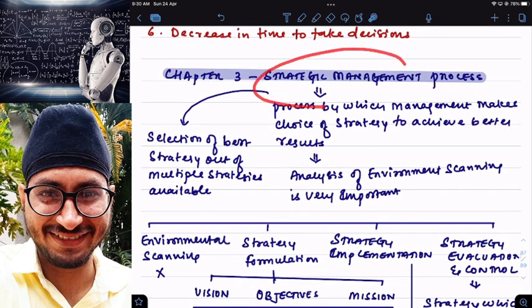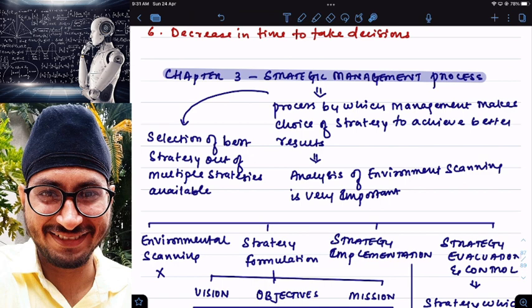So what is point number 1? Sir, what is strategic management process? It is nothing but a process by which management makes a choice of strategy. Whenever I am preparing a strategy, I will prepare not one, not two, but multiple strategies. And when I select the best strategy out of the multiple strategies and plans I prepared, then it is called what? Then only it is called which one?